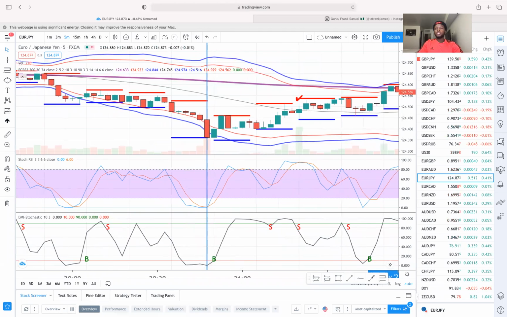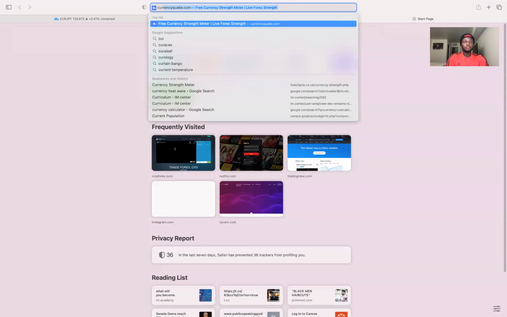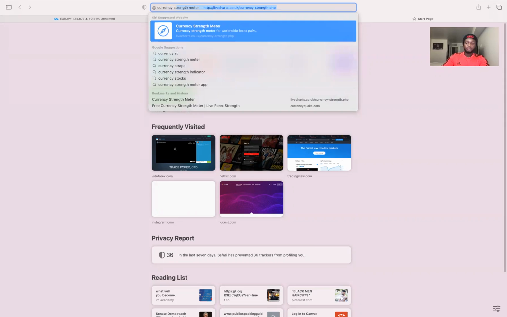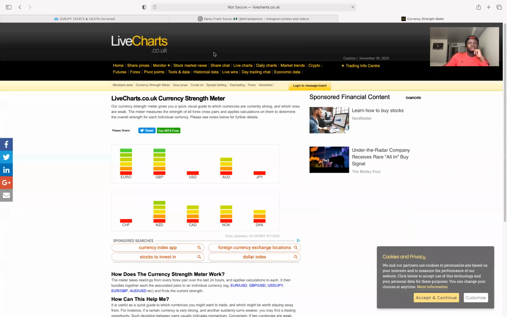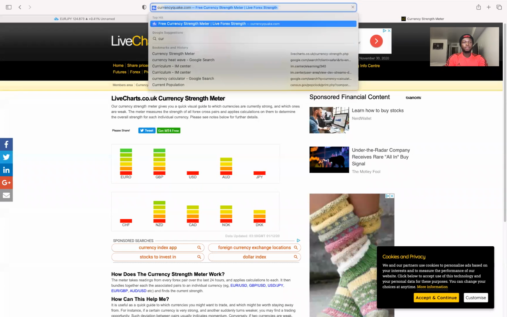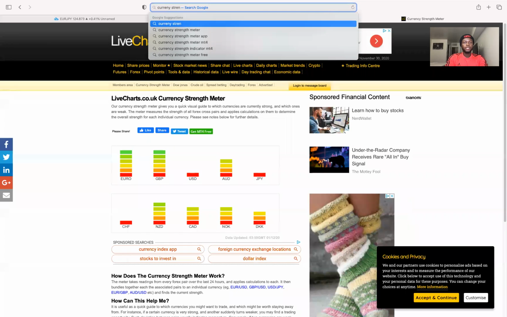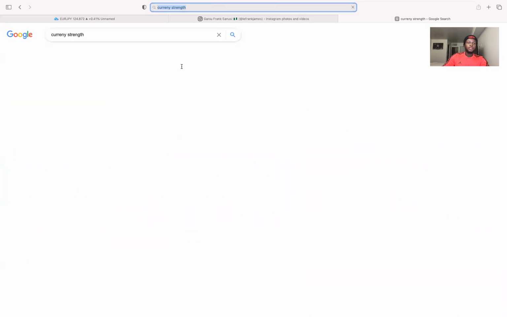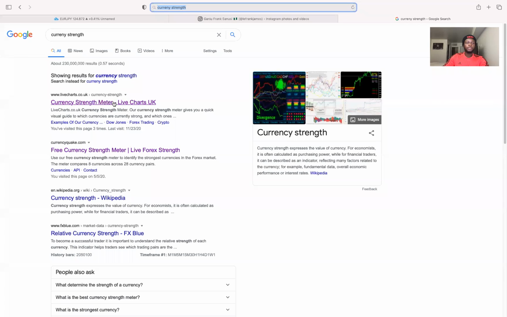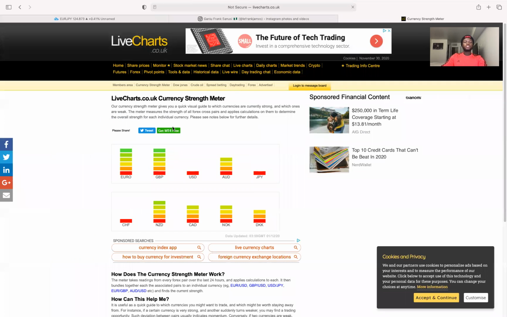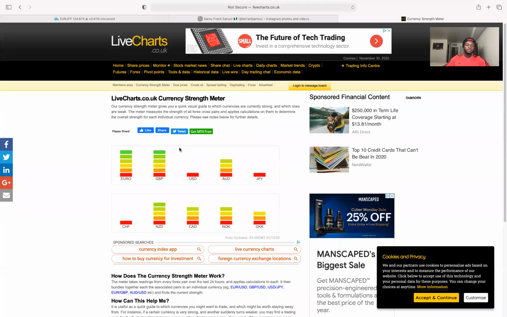And then the last one is really a meter that gauges the currency strength, okay? So what you want to do is go to the currency strength meter. It's right there. Let me show you how to do that. If you type in currency strength into your browser, it's going to be the very first one that says currency strength meter, live charts UK. You click on it. So this is the last confirmation really, okay? This confirmation tells you which currency is stronger, which one is weaker.